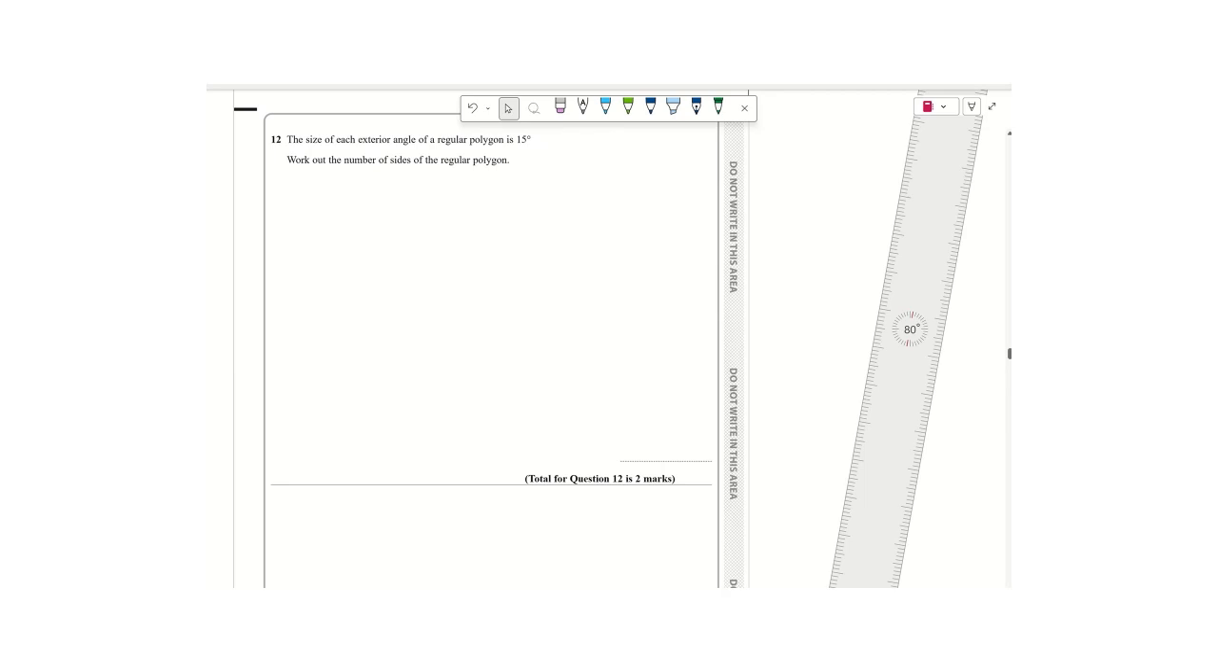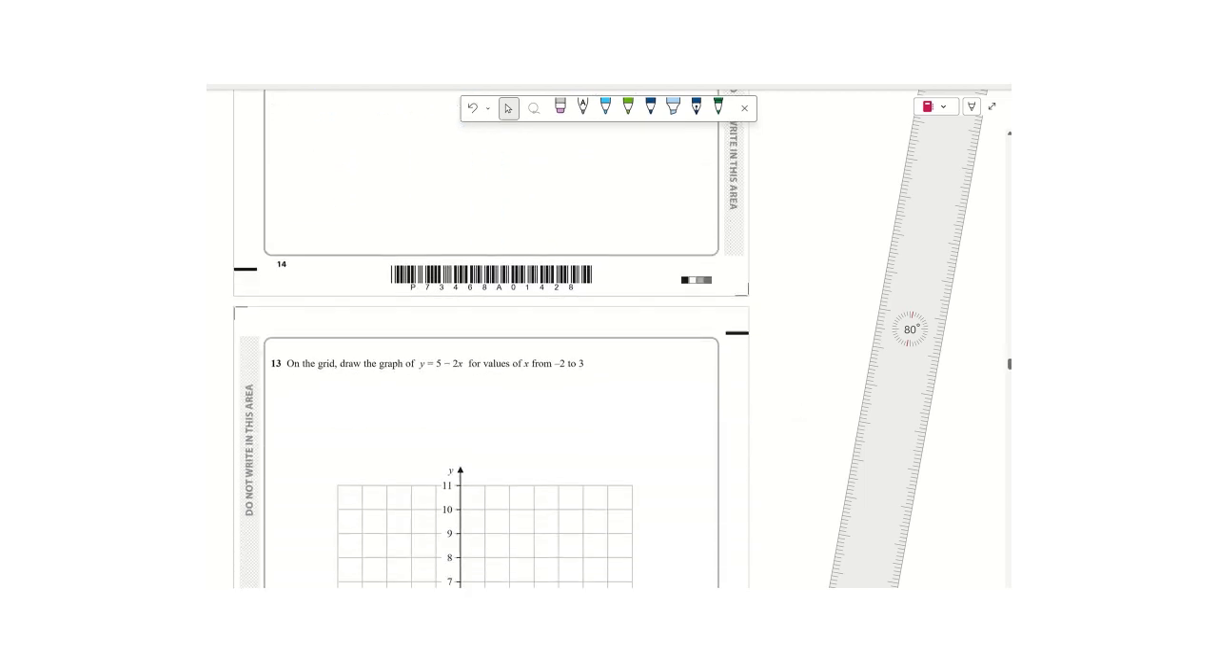So the size of an exterior angle of a regular polygon is 15 degrees. Work out the number of sides. So we have a formula for the exterior angles, which is literally 360 divided by the number of sides. So if I do 360 divided by 15, it will tell me how many sides this shape has, which is 24. So it's a 24-sided shape, which I'm not going to try and draw for you.